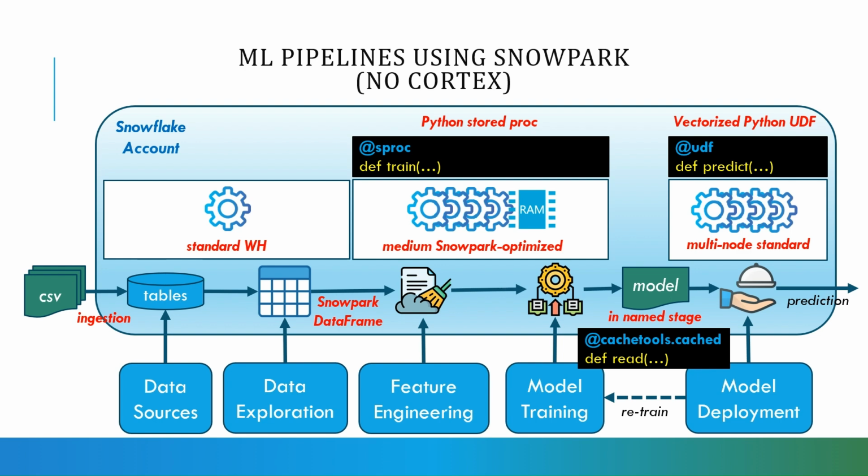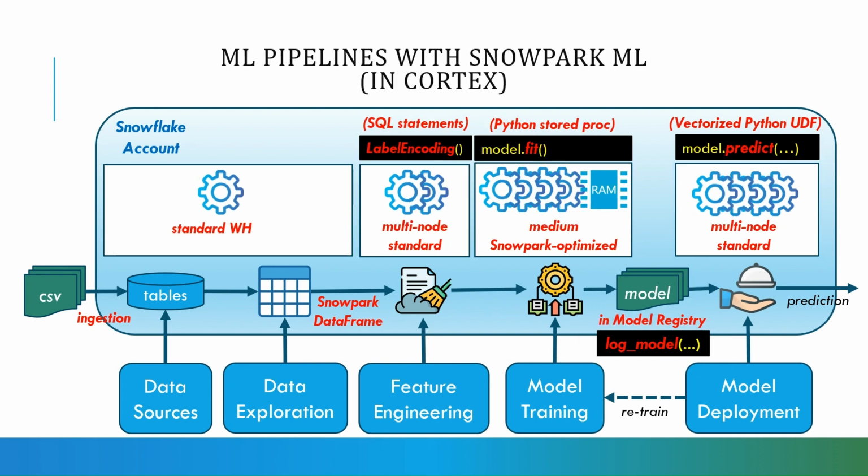Looking at the model deployment or model serving side, it was recommended to use multi-node standard warehouses and to deploy all this into UDFs, user-defined functions, to deploy the predict function here. It was even better to use vectorized Python UDFs, just in case you had to call this multiple times on a result set.